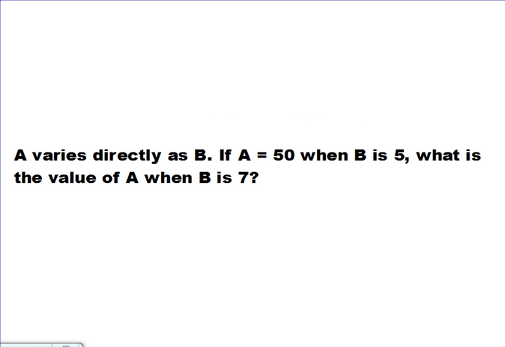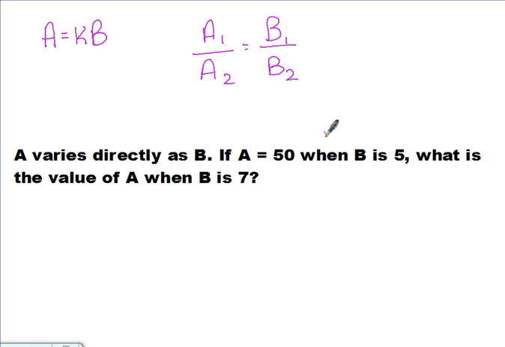So for the first one, direct variations. Instead of using the formula A equals KB for a direct variation, we're going to set it up as a ratio, comparing A's to A's and B's to B's. So for a direct variation, we're going to use the formula A1 over A2 equals B1 over B2, and we're going to insert numbers that way.